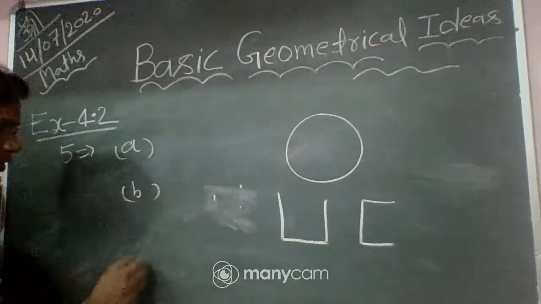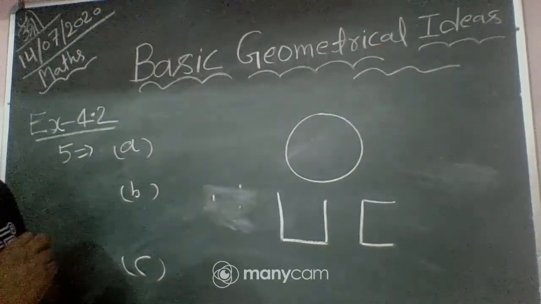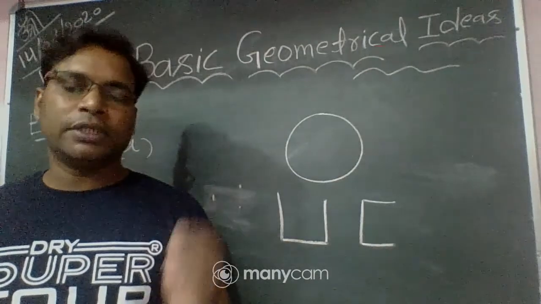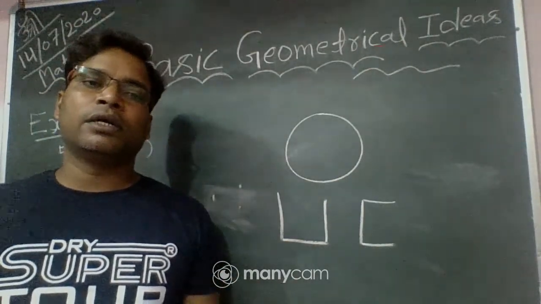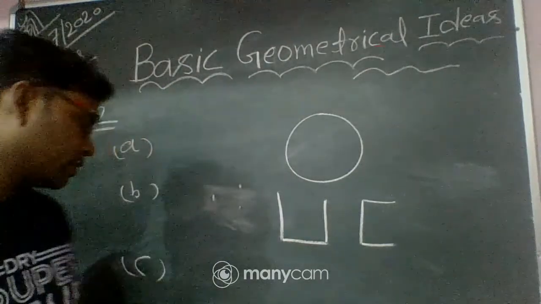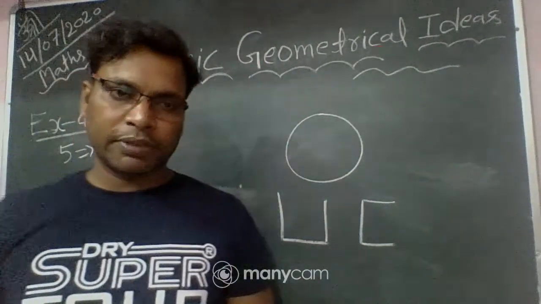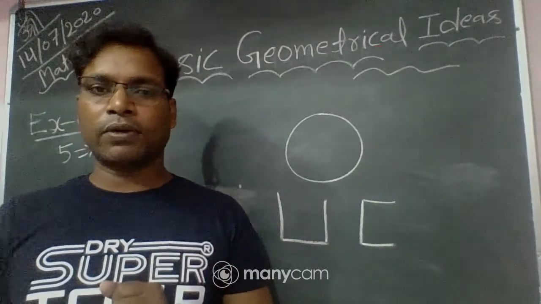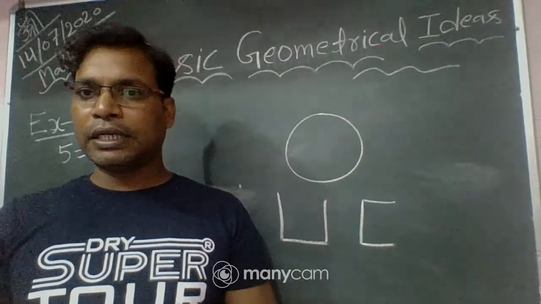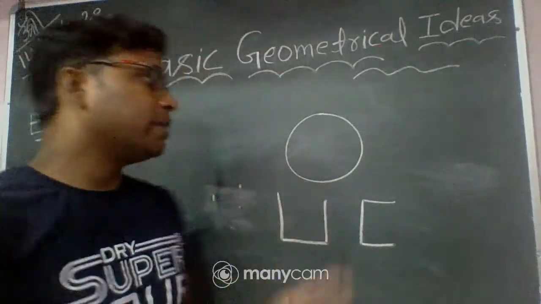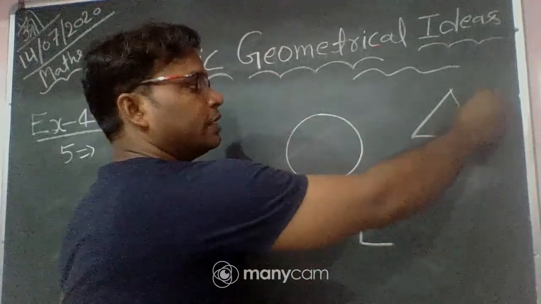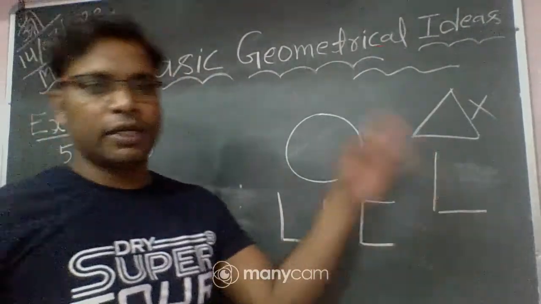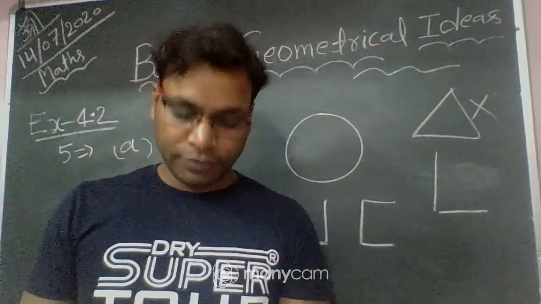And part C, a polygon with two sides. This is not possible, a two-sided polygon. For a polygon we need a closed curve, and in a closed curve we need at least three sides. A three-sided polygon is a triangle. But with two sides, one side, two side, this is not a closed curve. So a two-sided polygon is not possible.